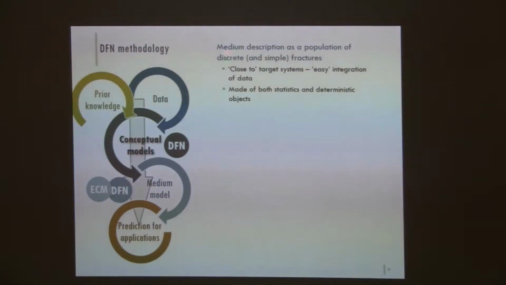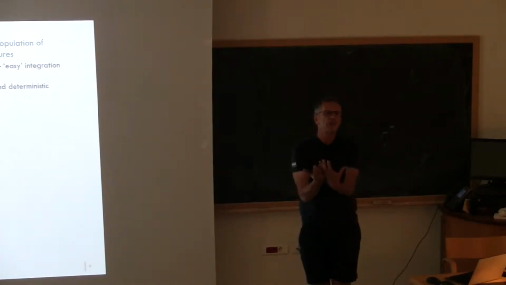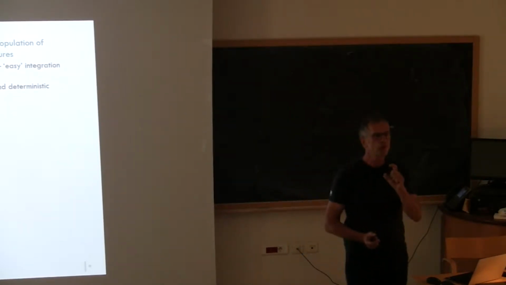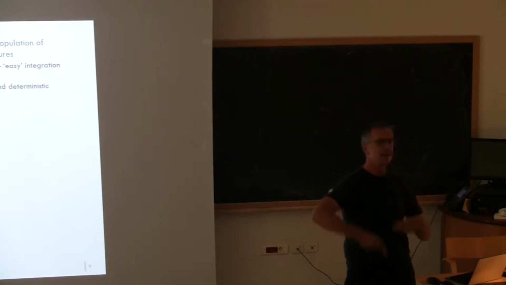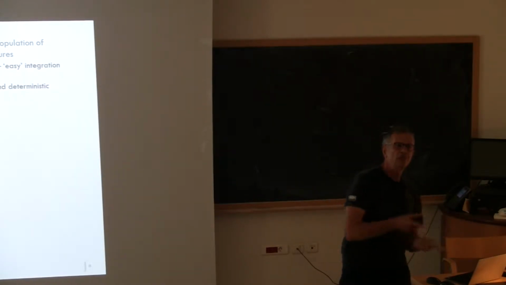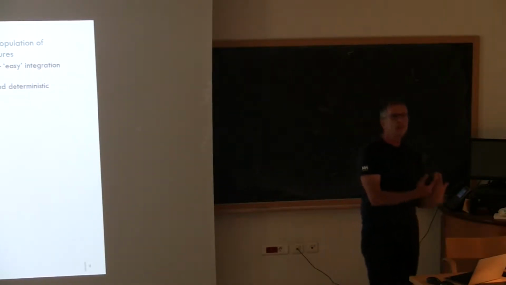So, DFN. For DFN, you describe the medium as a population of discrete fractures. It's like saying, in this school, we have a population of people, okay, with different sizes and so on. So this is easy to manage afterwards in terms of modeling. This is close to the target system, and this is important because when you get data, you will put it in the model. And if you have to transform the data to calculate complicated things, you can make errors in this transformation process. So with DFN, you are very close to the natural system, but only close, okay?